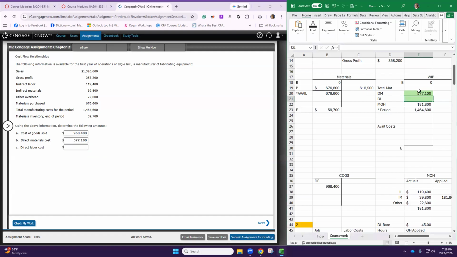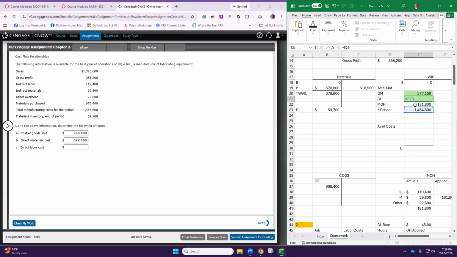And then the last one that we find is the direct labor costs. So if these three items are supposed to add up to that, then if we take that number and subtract these two, we should get direct labor. So we want the total costs for the period. Okay, and we're going to subtract, oops.